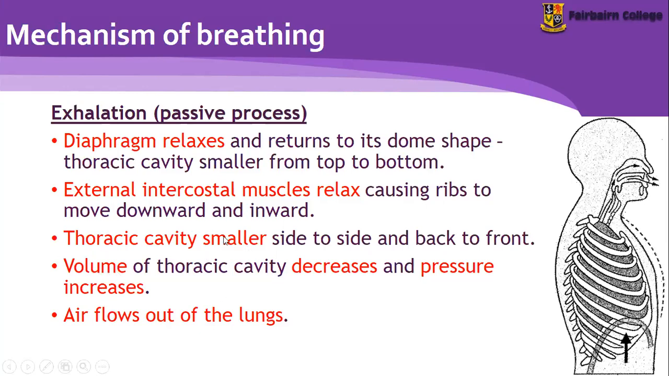The fact that the thoracic cavity becomes smaller decreases the volume. So the volume decreases, and again, volume and pressure are opposites of each other. So when the volume decreases, the pressure increases. And when the pressure increases, the air is going to flow out of the lung.